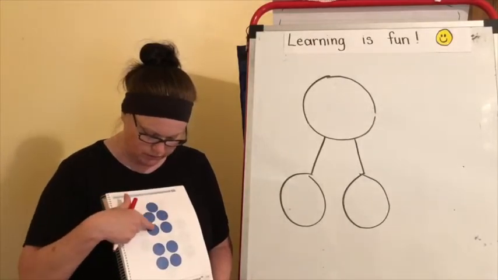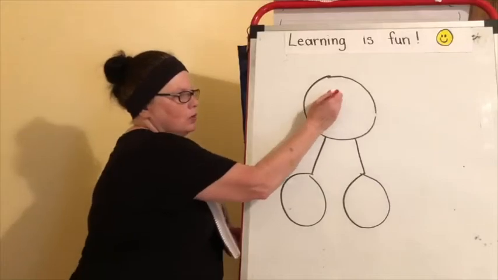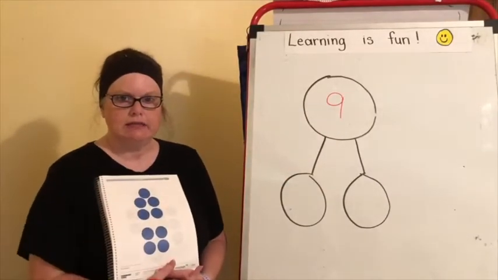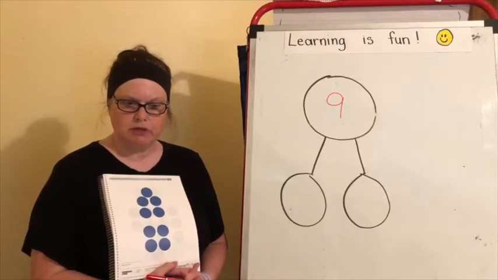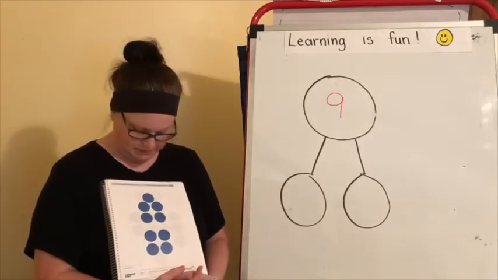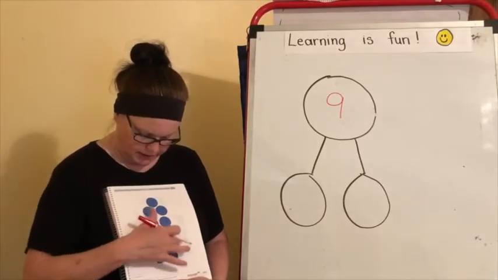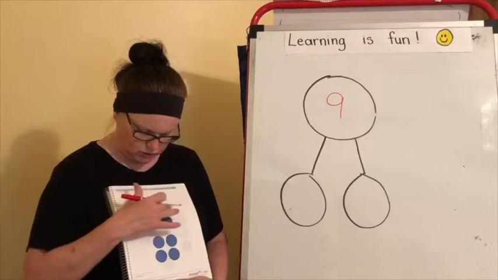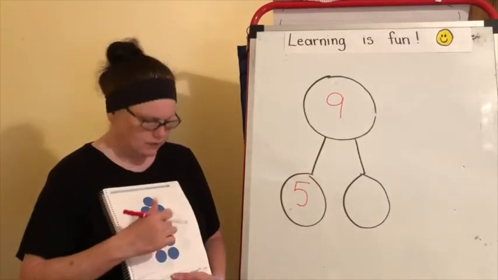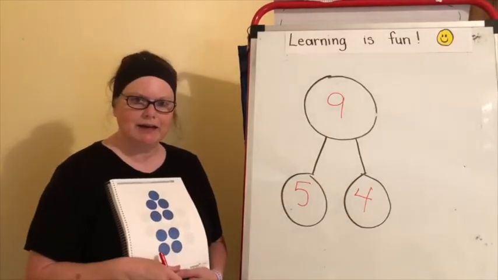1, 2, 3, 4, 5, 6, 7, 8, 9. So 9 is my whole. Now, I want you to look and see, do you see a way to divide those 9 up to break them into 2 different parts? Good, I saw a group here, a part here, and a part here. So I see 1, 2, 3, 4, 5. And 1, 2, 3, 4. Did you see it that way? Does your number bond look like mine?